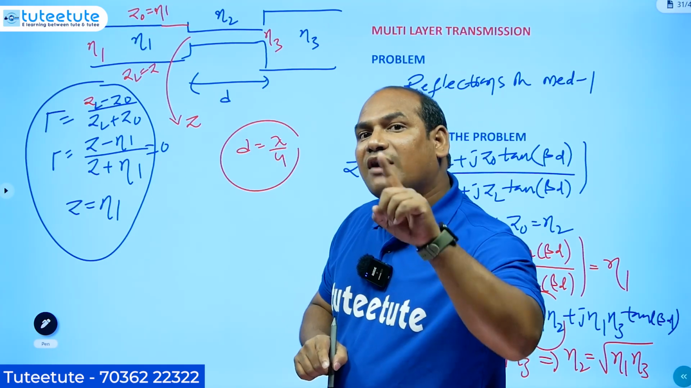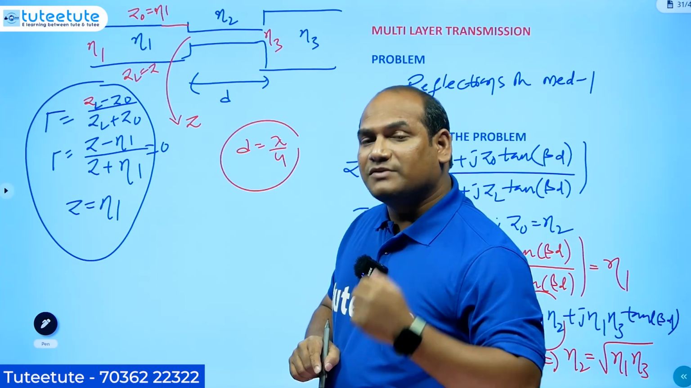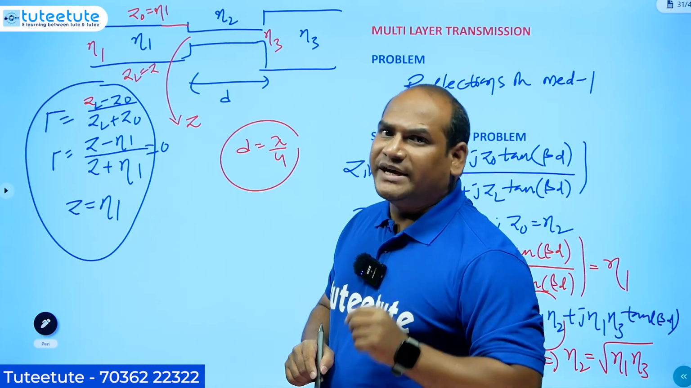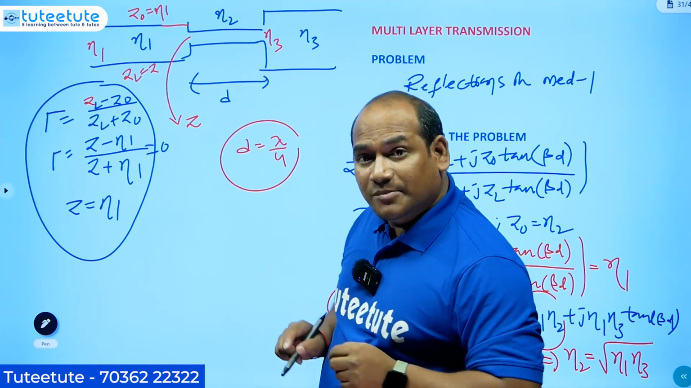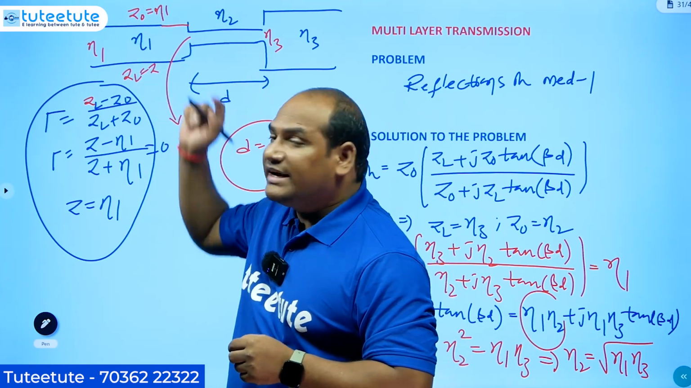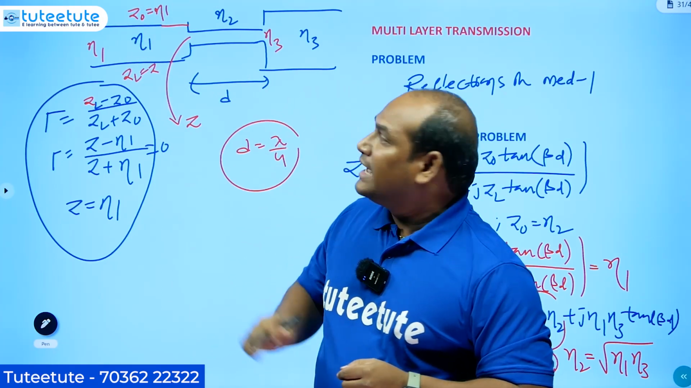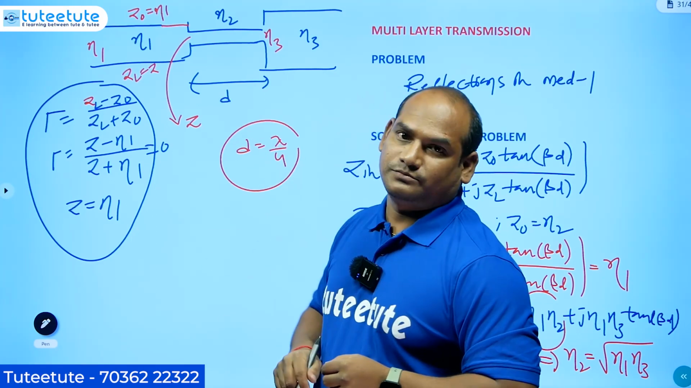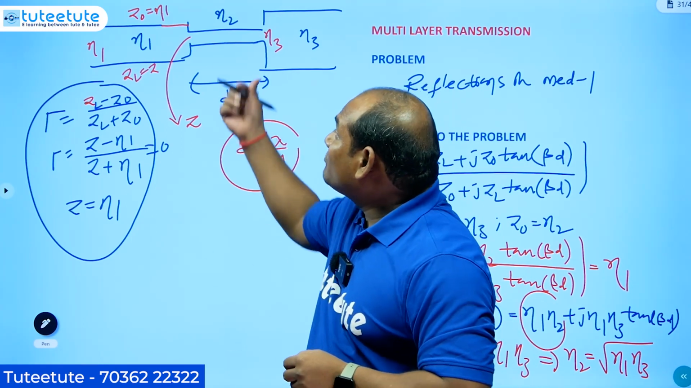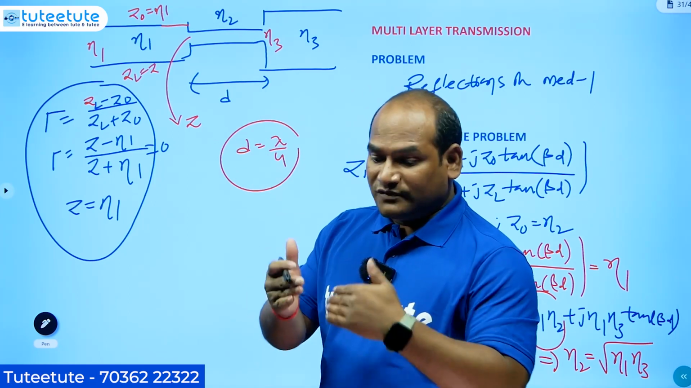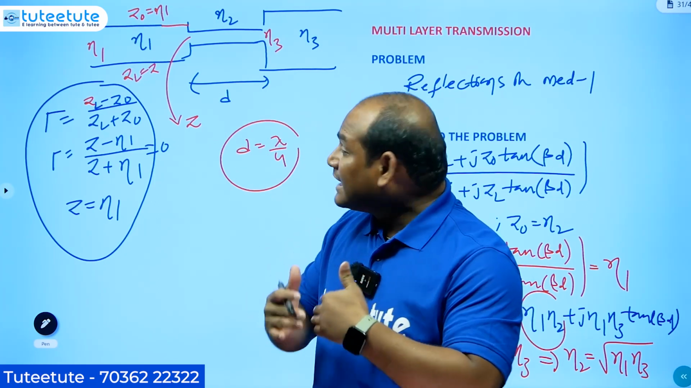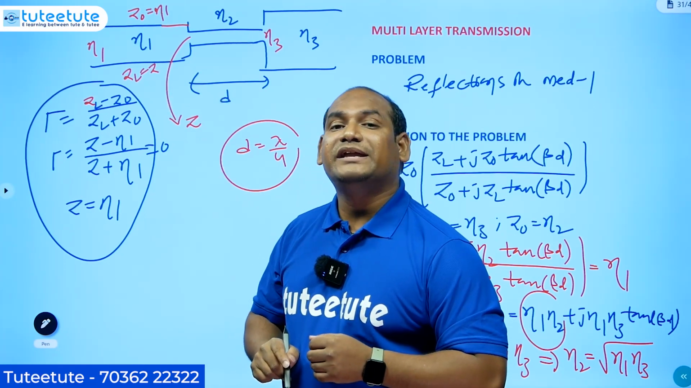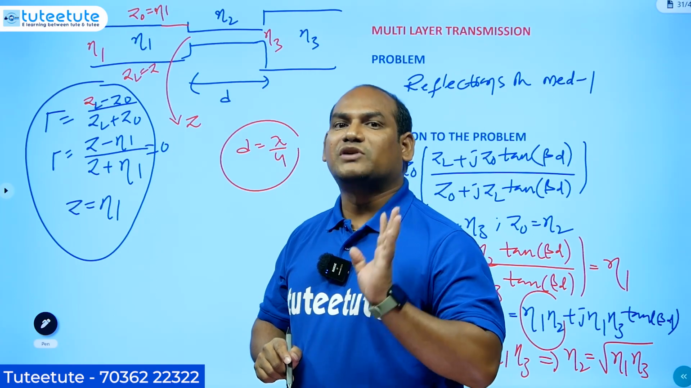For not having reflections, in the previous concept we have seen the Brewster angle, but that is in between two media. Even when you have three media, for not having reflections in medium 1, what you need to do is, in medium 2, take the thickness equal to lambda by 4. That means it is indicating a quarter wavelength transmission line. So if that medium 2 has thickness equal to lambda by 4, then you will not have reflections in medium 1. This is what you need to understand.